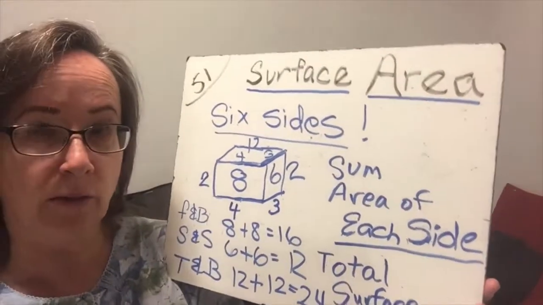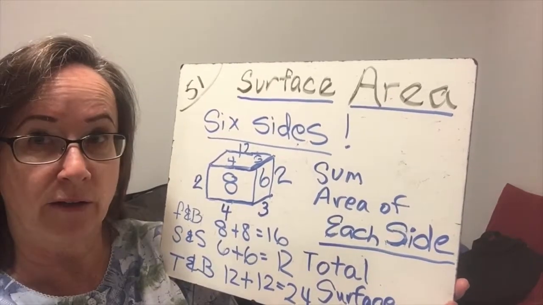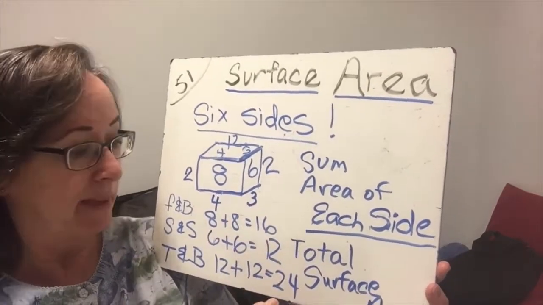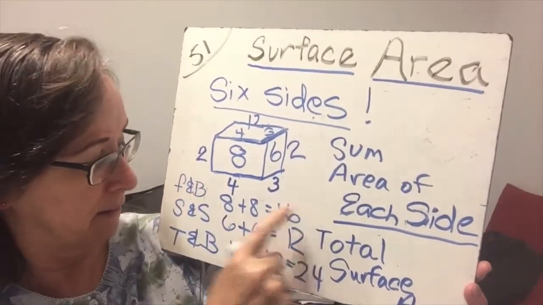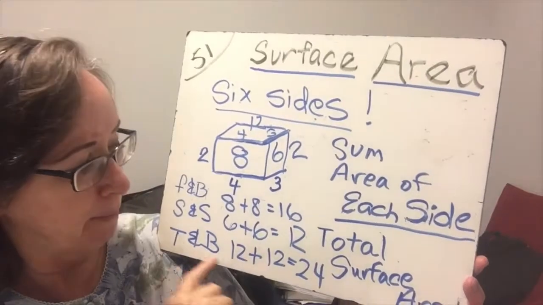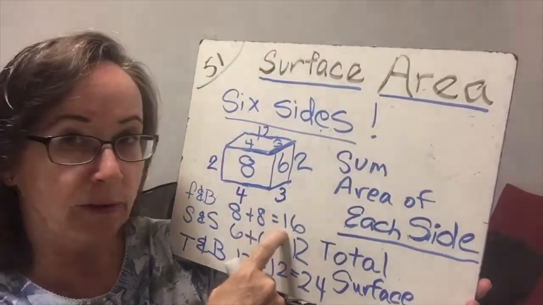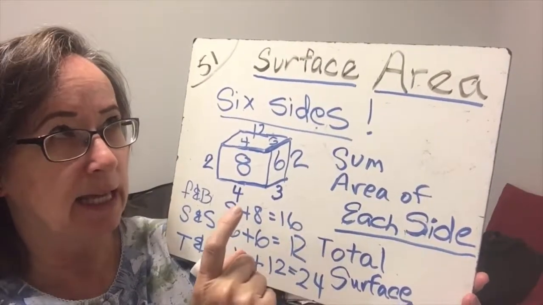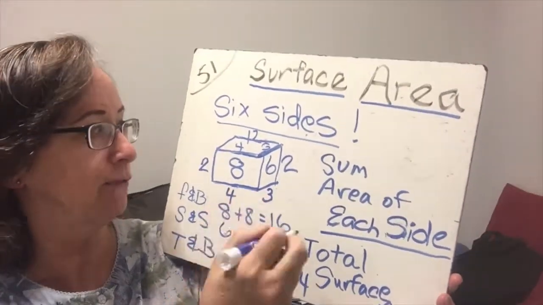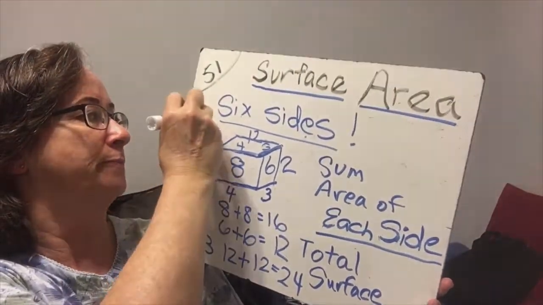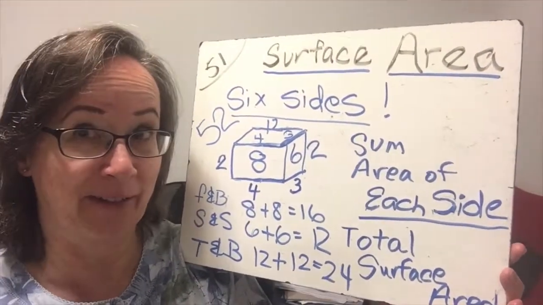So now the total surface area is going to be what I get when I add all of those up together, because this is each side by 2's, right? So front and back, side and side, top and bottom. So 24 plus 12 is 36, and 36 plus 16 is 52. So the total surface area is 52 square inches. And we'll be back with another example.